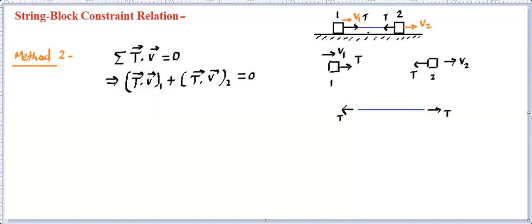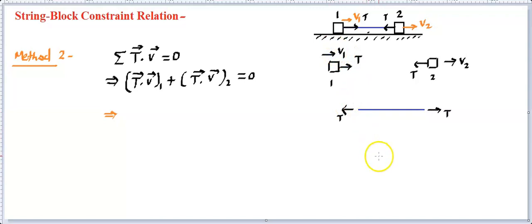So there is a dot product that is going on. We need to simplify that dot product. And you have understood the dot product, right? So for the first block, we need to go for the dot T and V. So you need to see this. Look at the direction. What is the angle between T and V?